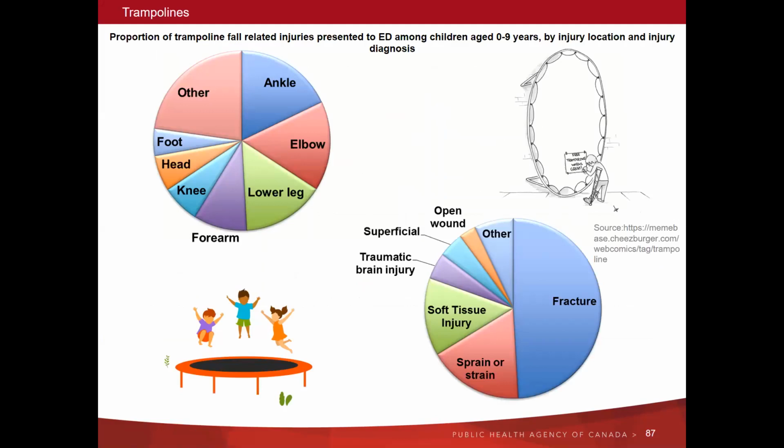Predictably, injuries were concentrated among the extremities, with a nearly equal proportion of injuries affecting the ankles, elbows, and lower legs of patients. Half of these injuries were fractures, and the remaining injuries were either sprains or strains or soft tissue injuries.